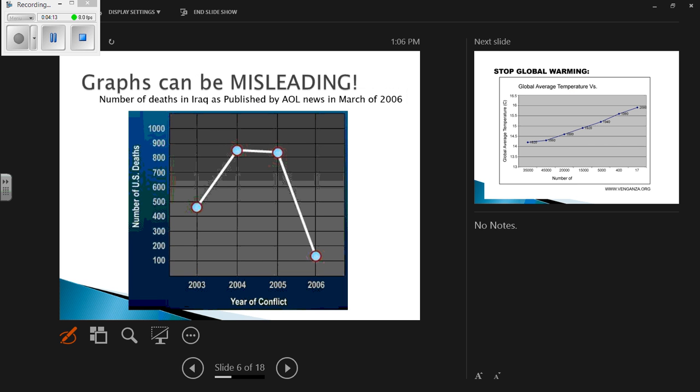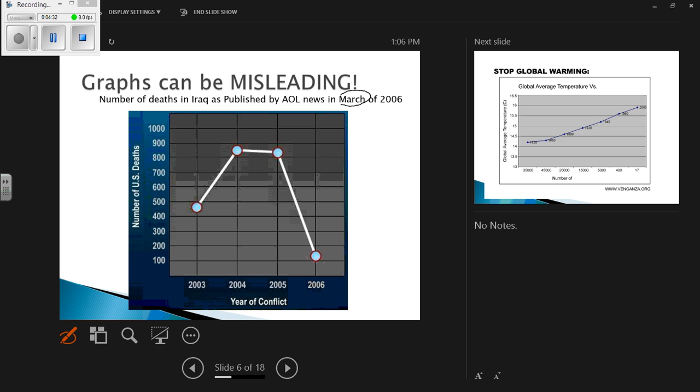Before moving forward, think about this for just a minute. Sometimes graphs can be misleading, and if you look closely here, it looks like the number of deaths has plummeted, or the number of U.S. deaths in Iraq, so I'm assuming our soldiers. But if you'll notice, this is in March of 2006, so we're missing a big chunk of the year.